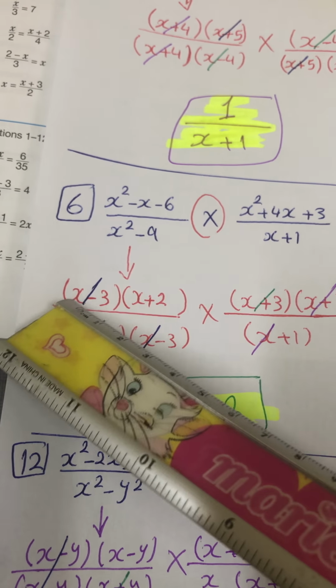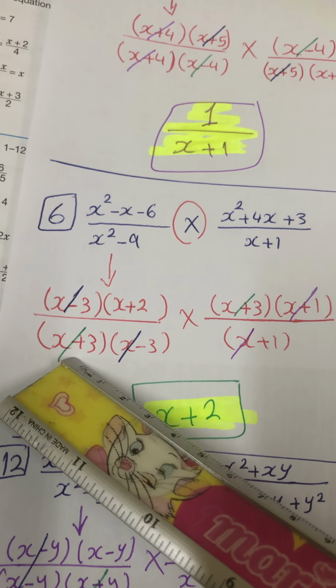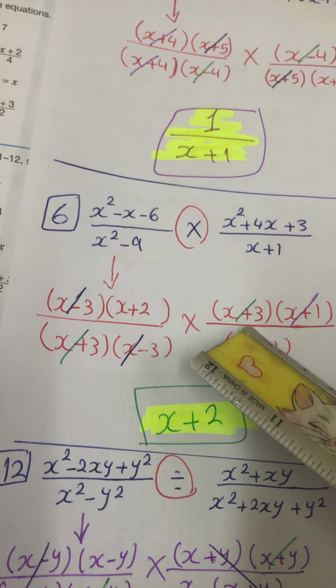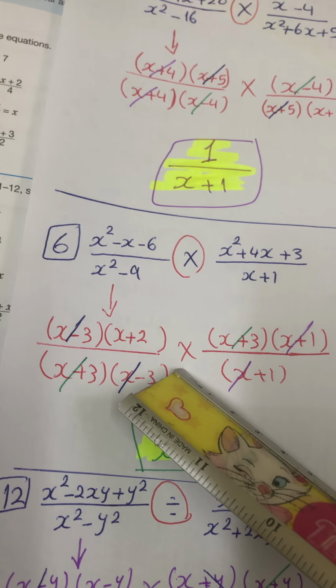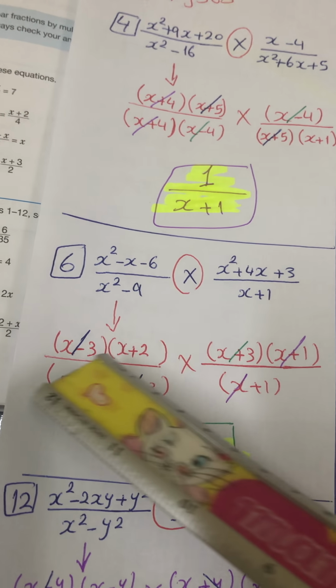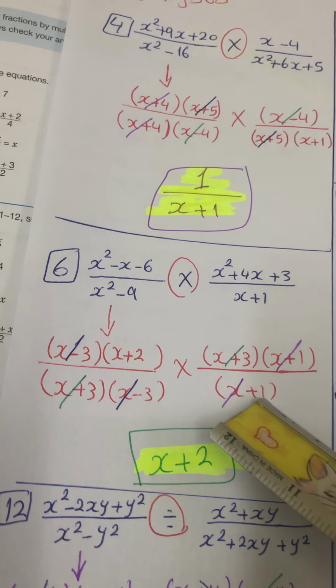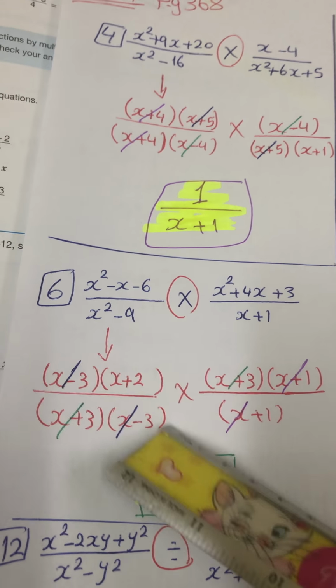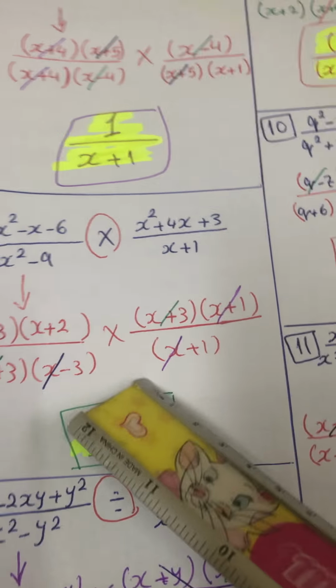Now start to cancel x minus 3 with x minus 3, x plus 3 with this x plus 3. Teacher, is it allowed? Allowed, because we have multiplication. Because in multiplication, all the up multiplied with each other and all the down multiplied with each other. So it will be a fraction. You can cancel up and down, it gives you 1.